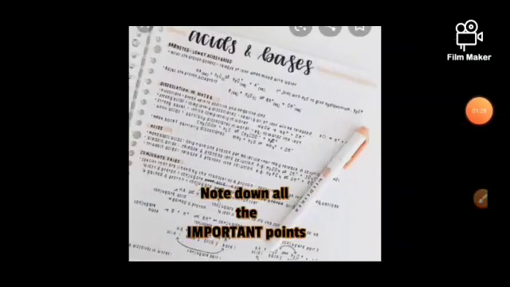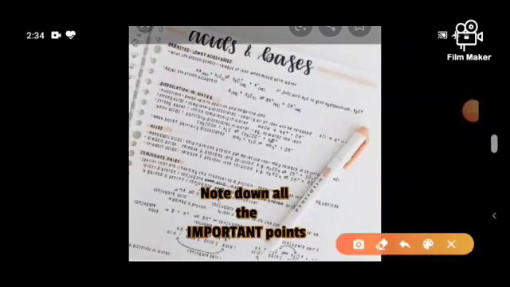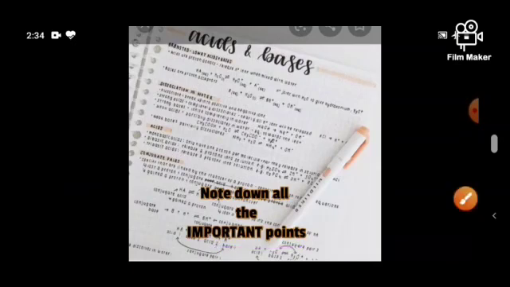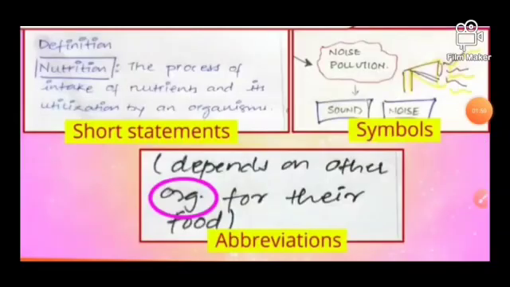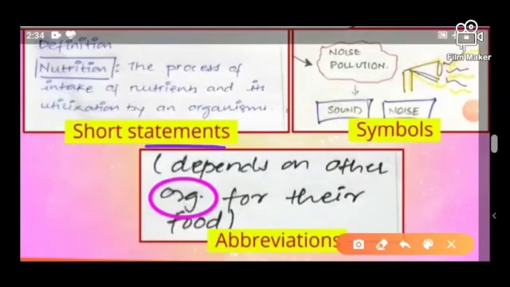Then our third technique is to note down all the important points, definitions, or concepts. Here again, don't mindlessly copy the exact lines from the textbook and write the whole thing. Only the main ideas are to be taken, and try framing them in your own words. Then technique number 4 is to use short statements, symbols or abbreviations wherever possible or needed.